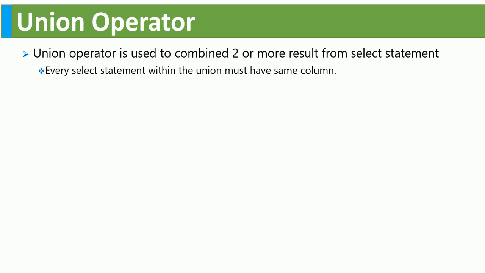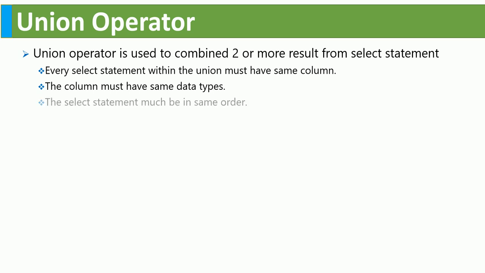Every statement within the UNION must have the same columns. So if you are using the UNION operator, you should have the same columns in your query 1 and query 2. The columns must have the same data type, so the types should not differ, and the SELECT statements must be in the same order. So you should have the same order in query 1 and query 2.